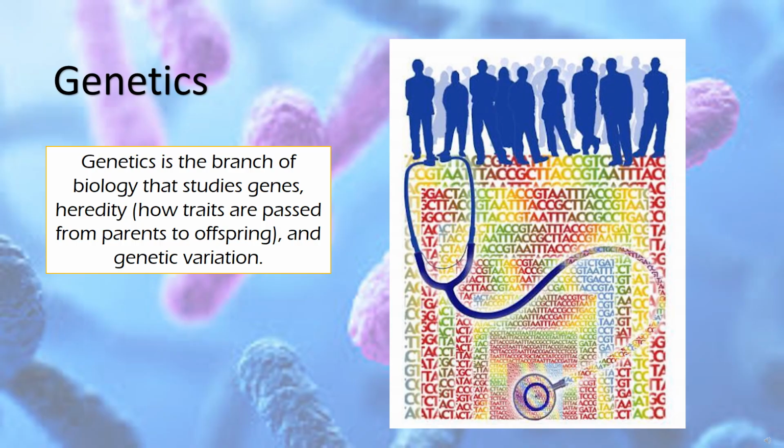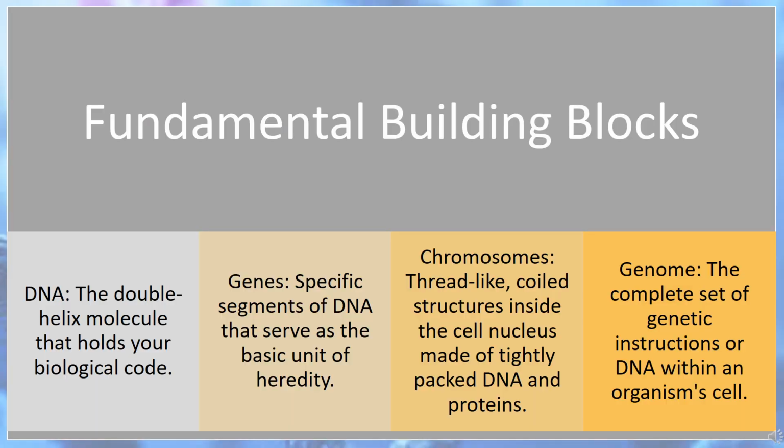It explains how traits, such as eye color, height, and susceptibility to diseases, are passed down from parents to their offspring. It examines how biological information is stored in DNA and influences everything from physical traits to disease risks. Genetics forms one of the central pillars of biology and overlaps with many other areas, such as agriculture, medicine, and biotechnology. Genetics is the biological study of heredity and variation.